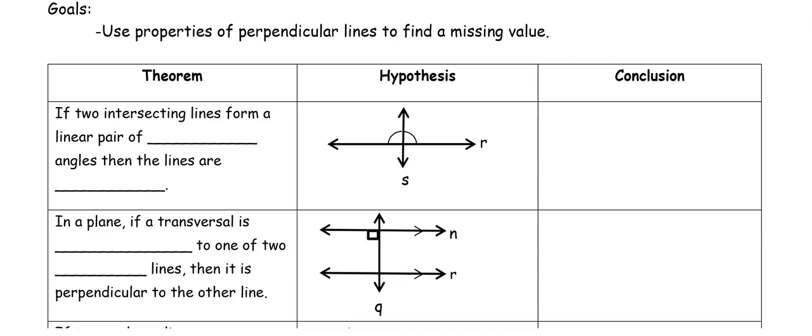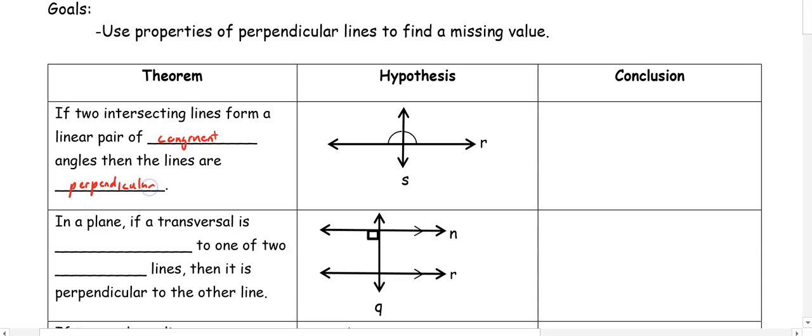This video is about using the properties of perpendicular lines to find missing values. So first we're going to talk about a couple of theorems that deal with perpendicular lines. The first theorem is if intersecting lines form a linear pair of congruent angles, then the lines are perpendicular.